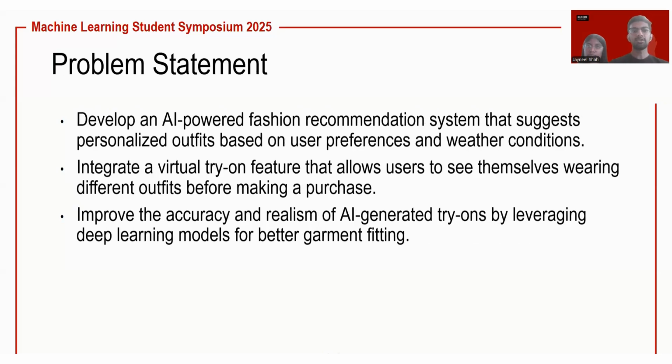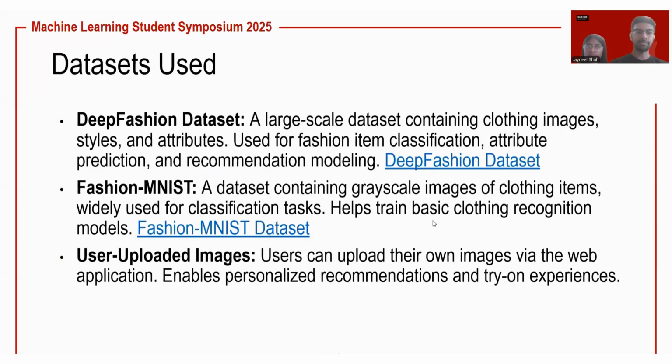So the problem statement that was developed was that we'll develop an AI-powered fashion recommendation system that will suggest the users outfits based on their user preference and the weather conditions, and integrate a virtual try-on feature that will allow the users to see themselves wearing those different outfits before making a purchase, and improve the accuracy as well as realism of the AI-generated try-ons by leveraging deep learning models such as GANs for better garment fitting.